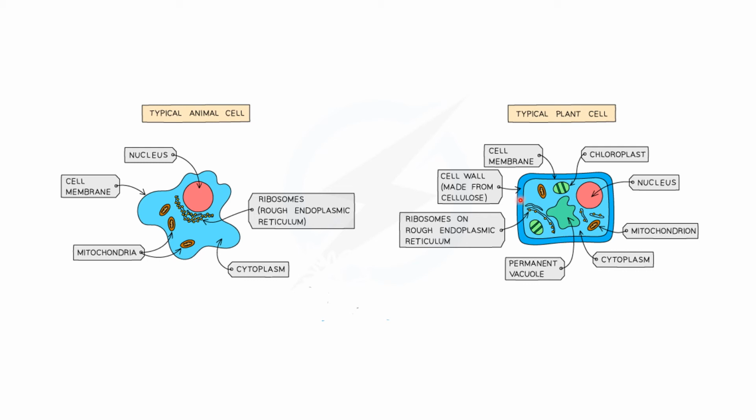Turgid means the cell does not become flaccid, which is basically where the cell becomes really small and the cell does not inflate. It makes sure the cell keeps its right size. We can also see ribosomes, and the cell wall, which is on the outside of the cell membrane.